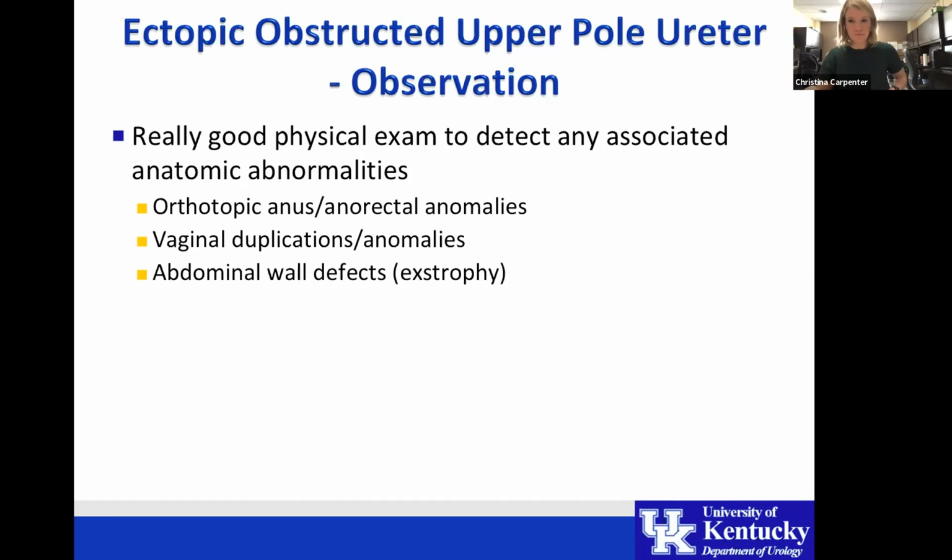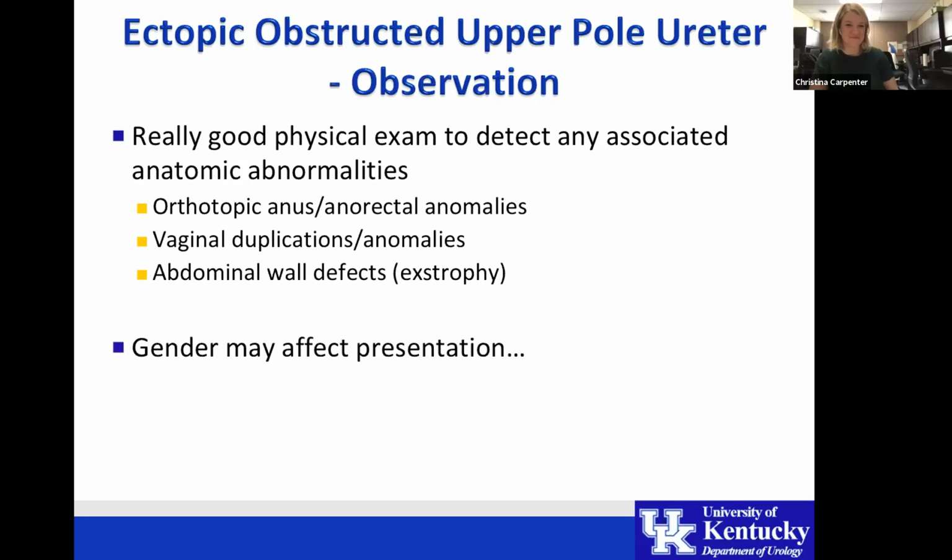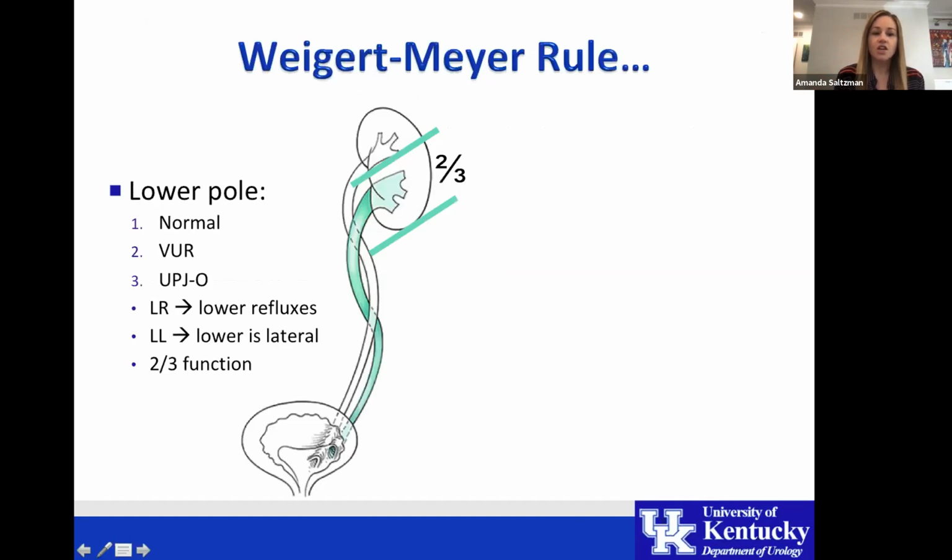And then we would hope that one of us would be able to detect some major abdominal wall defects like exstrophy that could also happen. Now, keep in mind here that gender may affect how these patients present, not necessarily neonatally, but certainly later in life. So no discussion on ureteral duplications is complete without talking about the Weigert-Meyer Rule. The reason I really bring this up is because I know boards have been delayed, but there will be a question every year on written boards, on in-service exams.